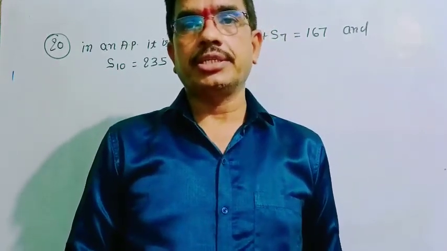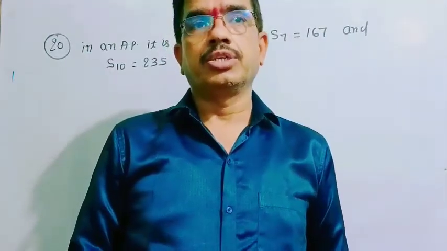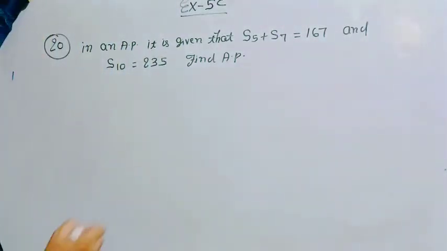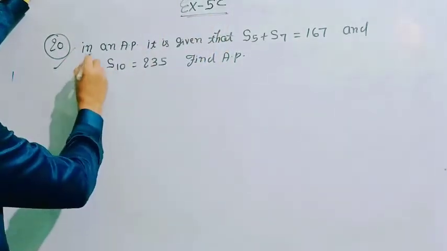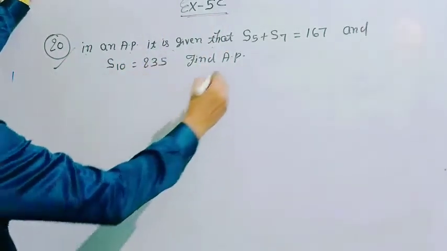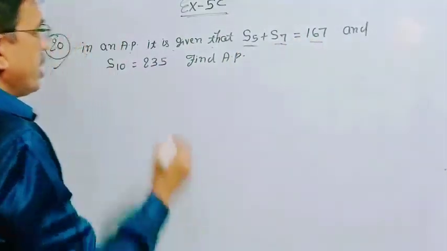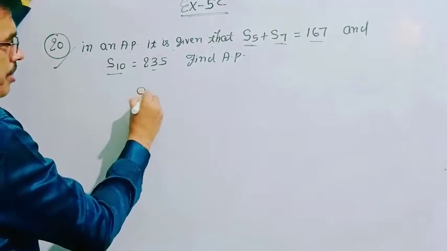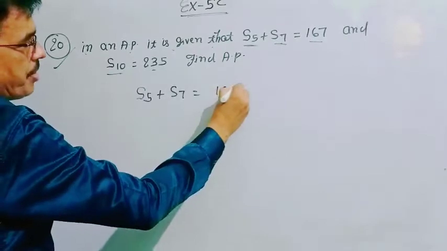Students, today I discuss the remaining problems of exercise 5C. So, you see here on the board, I write the first question, that is question number 20 of exercise 5C. In an AP, it is given that S5 plus S7 is equal to 167 and S10 is equal to 235. Then find it. So we write here S5 plus S7 is equal to 167.